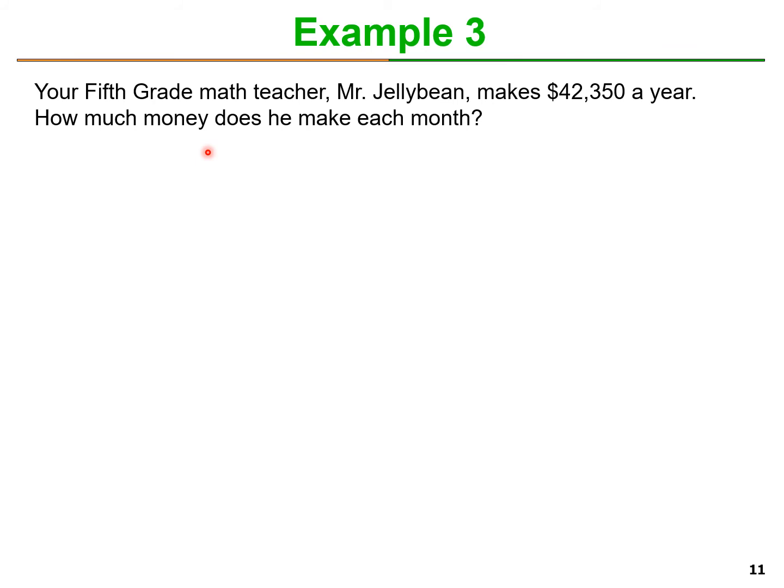Okay, in example 3, your 5th grade math teacher, Mr. Jellybean, makes a lot of money. He makes $42,350 a year teaching you 5th grade math. How much money does Mr. Jellybean make each month? Okay, so here you have to realize that there are 12 months in 1 year. So in this problem, 12 is going to be the divisor, and 42,350 is going to be the dividend.